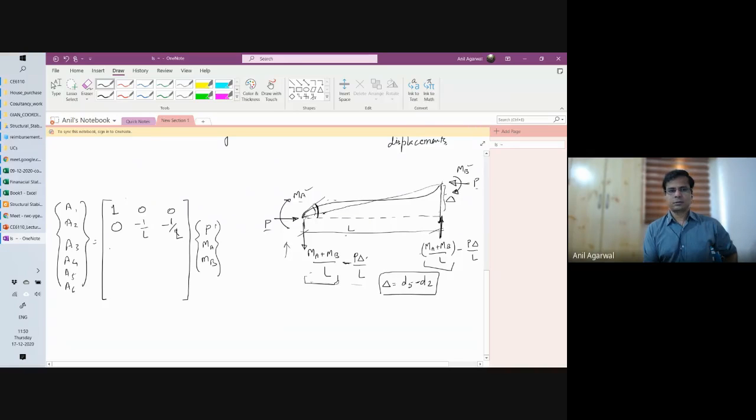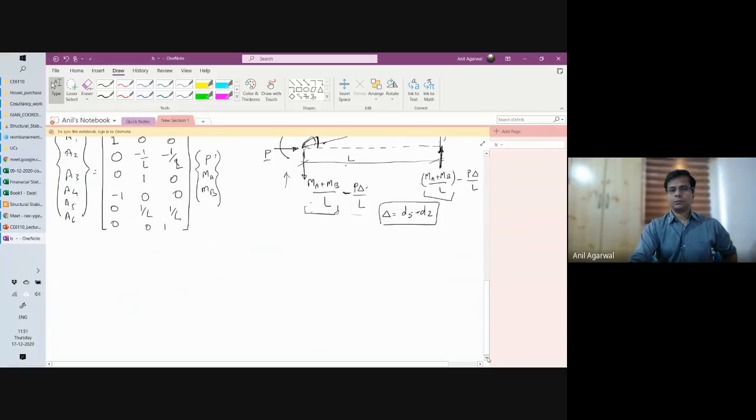Likewise, A3 I can write. A3 is nothing but MA. So 0, 1, 0. Agreed? Likewise, we will keep going. Minus 1, 0, 0, 0, 1 by L, 1 by L, 0, 0, 1. Fine. That is P, MA, MB. So now I have related the 6 A components with P and MA and MB. But for this part, I was ignoring this. But anyway, we will hold it.